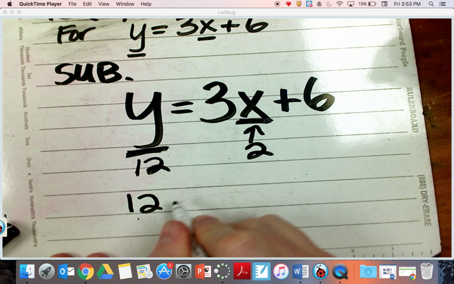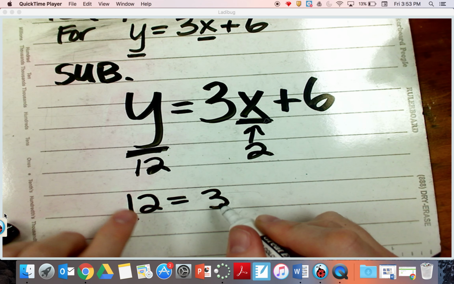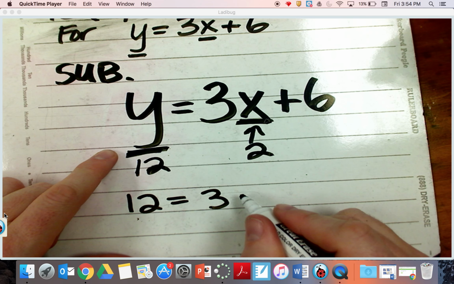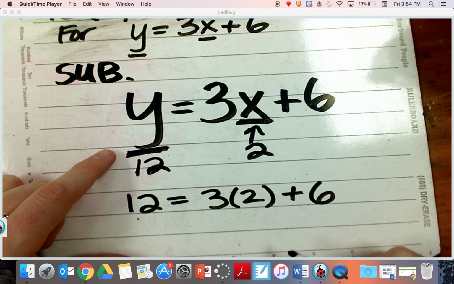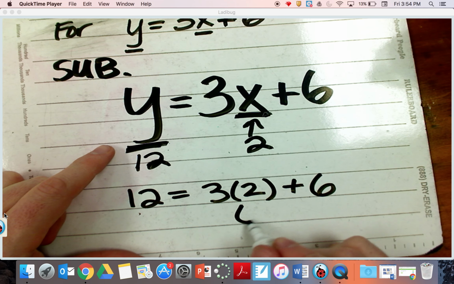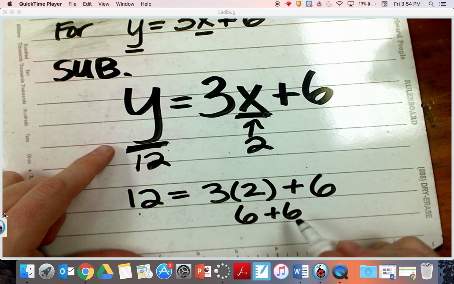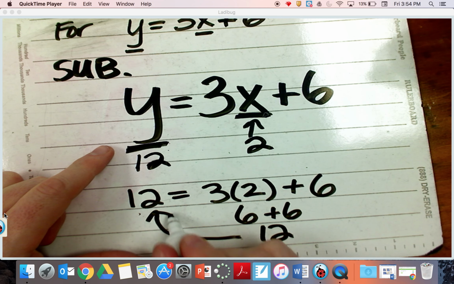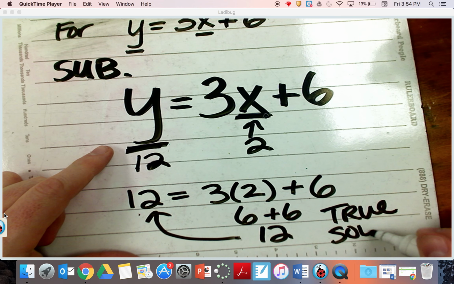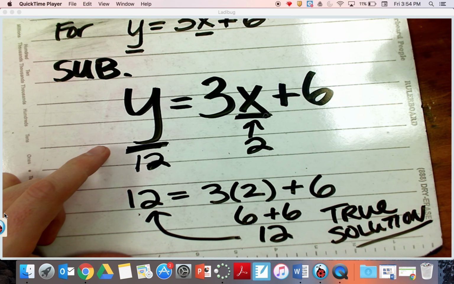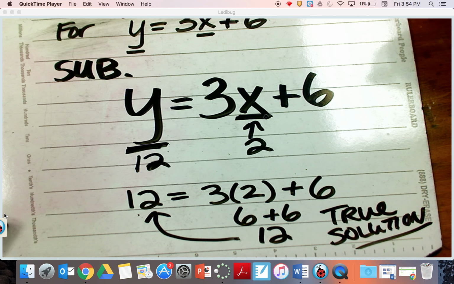So I do 12 is equal to, so I put the 12 in for the y, is equal to 3 times 2 plus 6. 3 times 2 is 6, and when I add 6 to 6, I get 12. And that is the same answer that I get. So this is a true statement. So this is a solution. Okay? So if you get a true statement by substituting those values in, you know that it is on that graph.